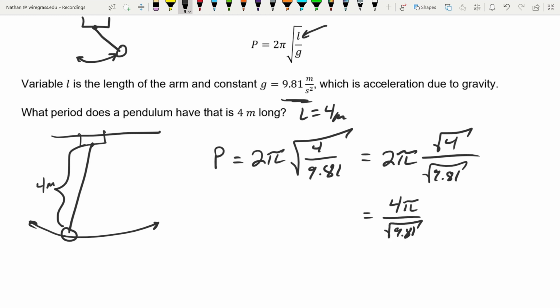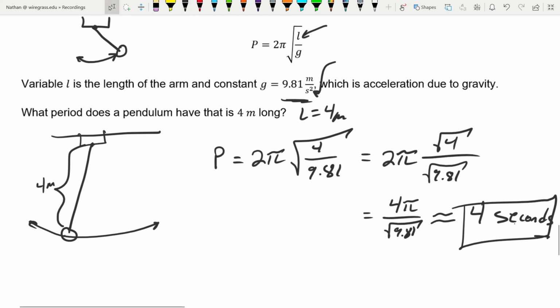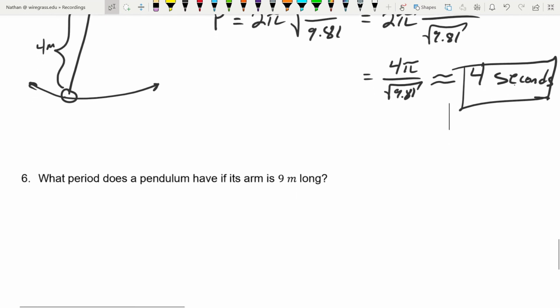This is an exact answer, but we can actually solve this thing. If you plug it into a calculator, you're going to see it gives us just about 4 seconds. It's in seconds because gravity is in meters per second squared, and so we have seconds as the unit of time. So a 4 meter long pendulum, as long as it's a simple pendulum with no other forces acting on it, is going to swing in 4 seconds. Okay. With this in mind, try out number 6.